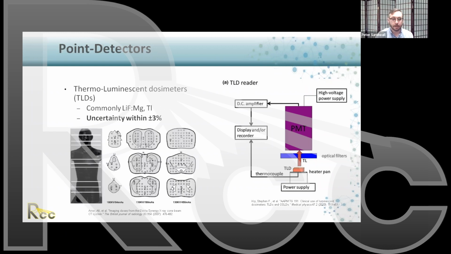So uncertainty is something you always strive to minimize, but it's there and you need to recognize it. The cool thing about them is they're small. The Rando Phantom was designed for use with TLDs. So it's got all these different holes so you can actually measure all these different points in a phantom, or you can use them on humans for in vivo dosimetry.